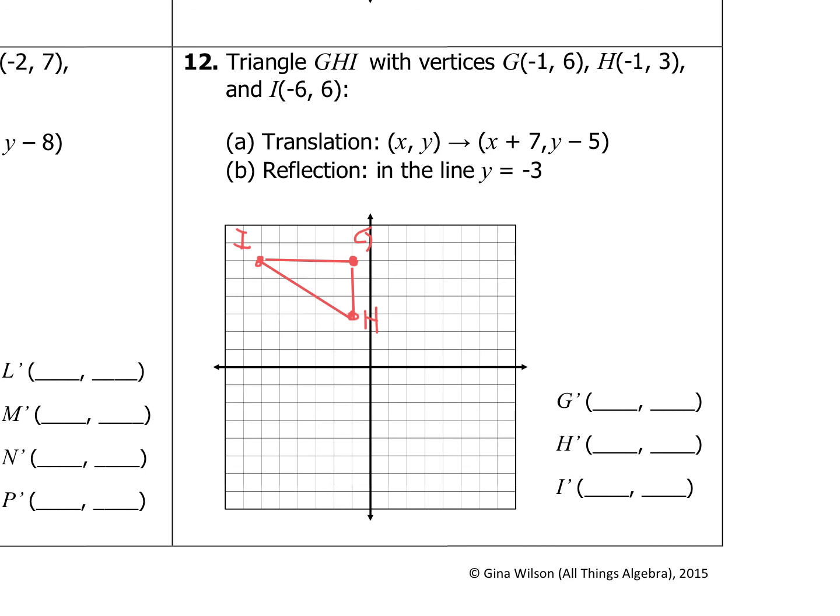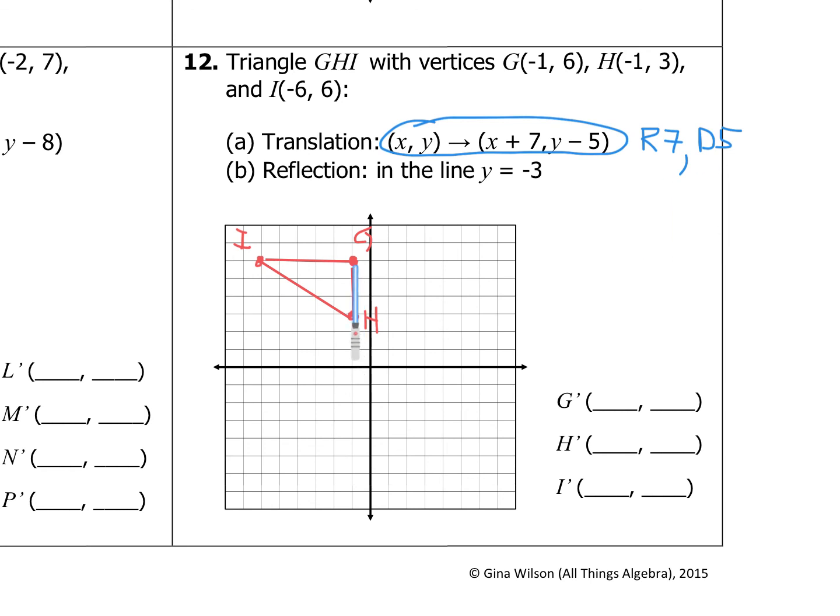Okay, so our very first transformation is going to be a translation. So we're going to move things first. So we're going to perform this, which if x is +7, that means we're moving right 7. And if y is -5, we're going to go down 5. All right, so every point moves right 7 and down 5.